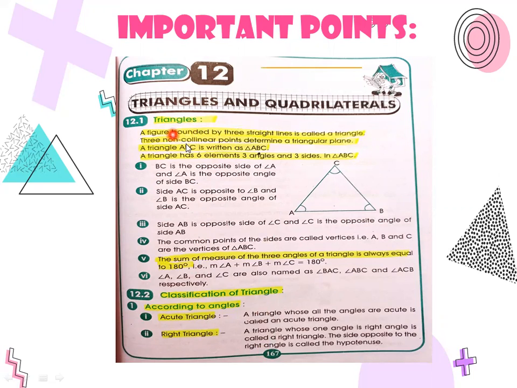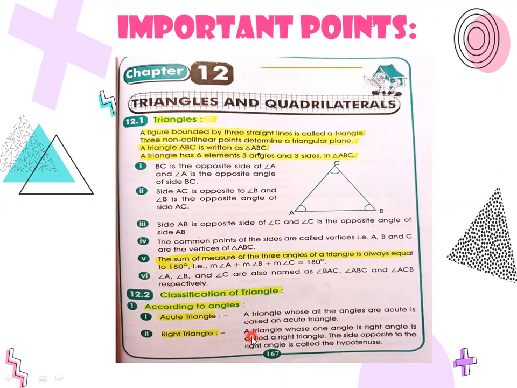This is triangle, and this is the definition of triangle. Okay, this is the figure of triangle. These are some important points, and here you have the classification of triangle. Understand? Here you have the classification of triangle according to angles: acute triangle, right triangle, and you have to highlight all these important points in your book.